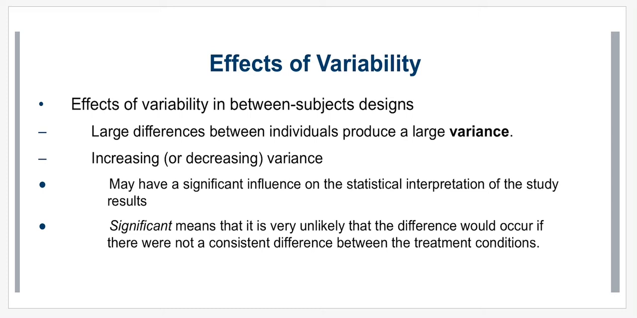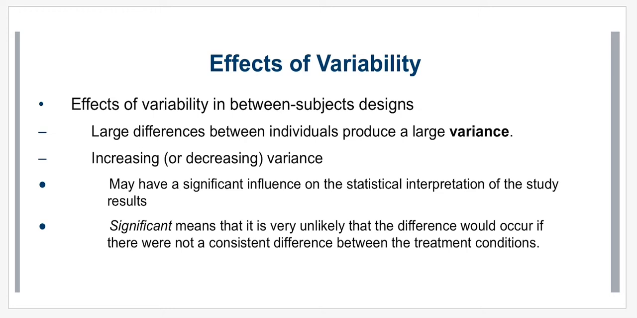If all of the participants' scores on your dependent variable, whatever you're measuring, are similar, or mostly similar, then you would say there's a small variance. They don't vary a lot. But if there are large differences between the scores, if they're all over the place, then that would be a large variance. You would say the scores vary a lot.